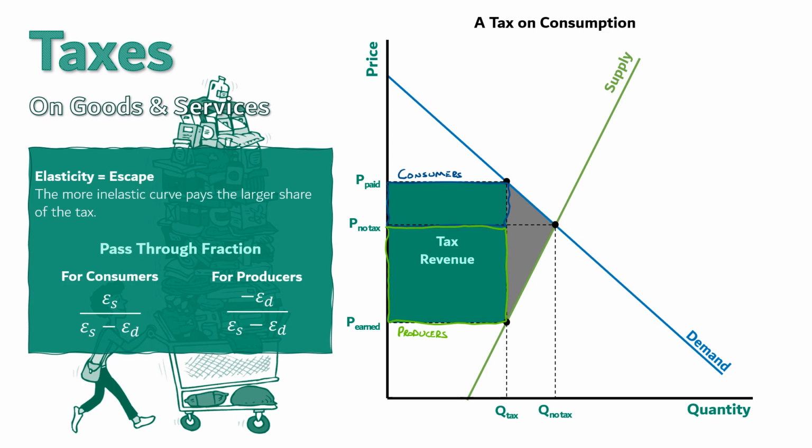In fact, we can calculate the two shares with these equations. The share of the tax paid by consumers will be the elasticity of supply divided by the elasticity of supply minus the elasticity of demand. Likewise, the share of the tax paid by producers is the negative of the elasticity of demand divided by the elasticity of supply minus the elasticity of demand. Notice that for the consumer share, the elasticity of supply is in the numerator, while for the producer share, the elasticity of demand is in the numerator.